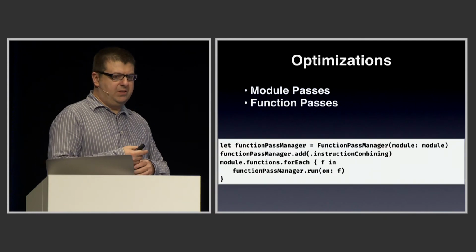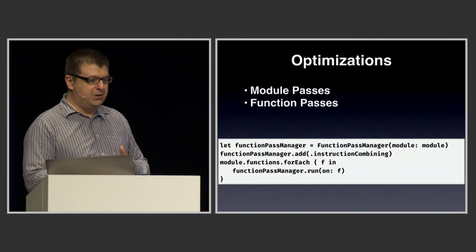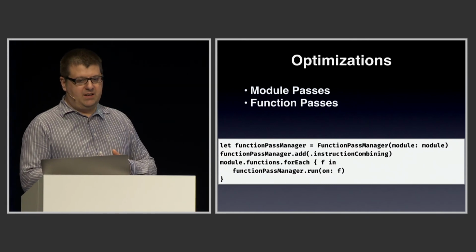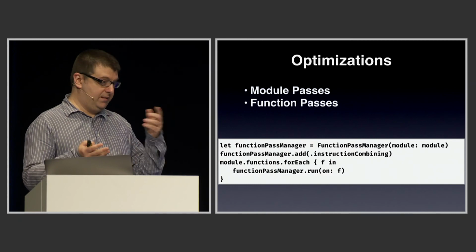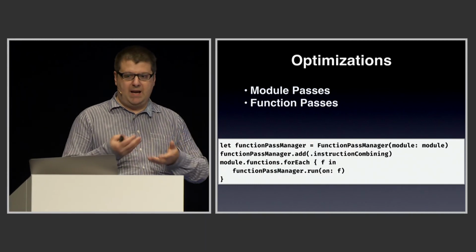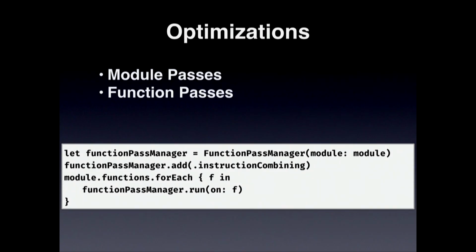So what I want to do is show you the Swift code that you would use to apply a basic instruction combining optimization, which performs some algebraic simplifications. And that's an optimization that works on functions. And basically, I'm getting a list of all the functions in my module and applying that optimization to them. In a Calc program, you only have one function, the main one, because we don't allow you to do otherwise, but just so you would see how you would do it.